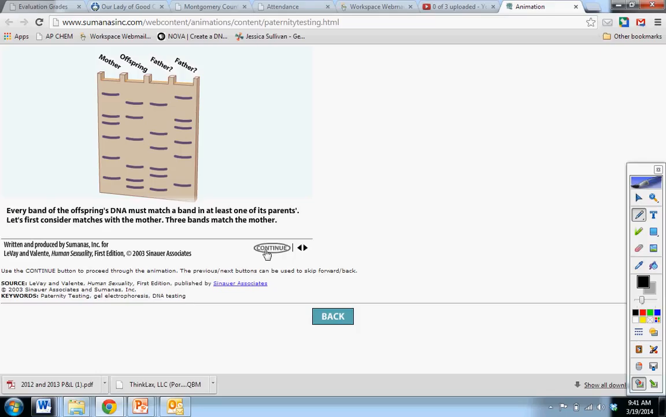Every band of the offspring's DNA must match a band in at least one of its parents. Let's first consider the matches with the mother. Three bands match the mother. See if you can see the three bands.